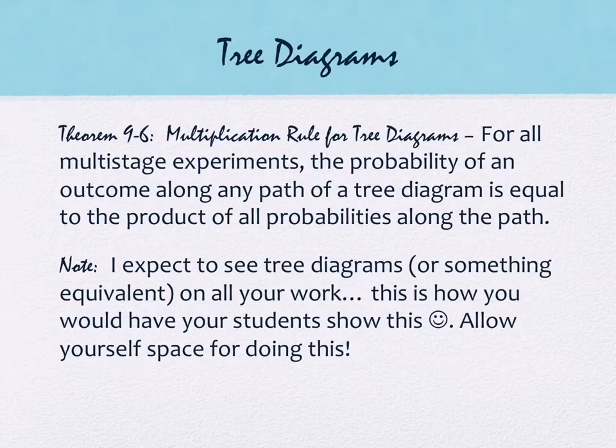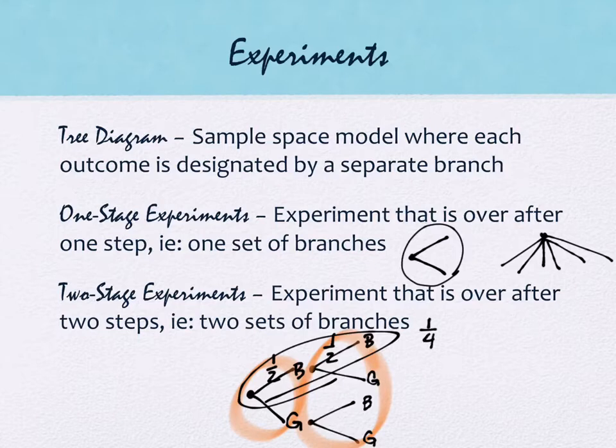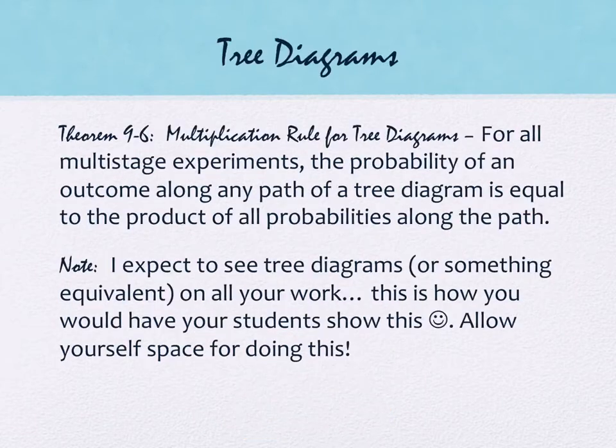So 9.6 actually talks about the multiplication rule for tree diagrams. For all multi-stage experiments, the probability of an outcome along any path of the tree diagram is equal to the product of the probabilities along the path. So it almost sounds like a tongue twister, or like I'm repeating myself but changing the order around. If you think about this picture, I'll flip back over here, if you wanted to know the probability of having two boys, well, it's a 1/2 probability of having the first boy and a 1/2 probability of having the second boy, and you'd multiply those two 1/2s together, so you have a 1/4 probability of having two boys. That's what that would look like. That's what it's talking about. You just multiply along the particular branch you're talking about.